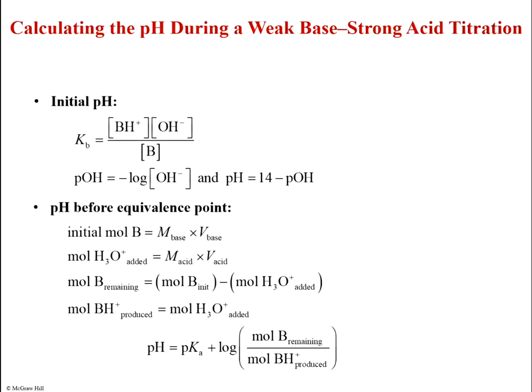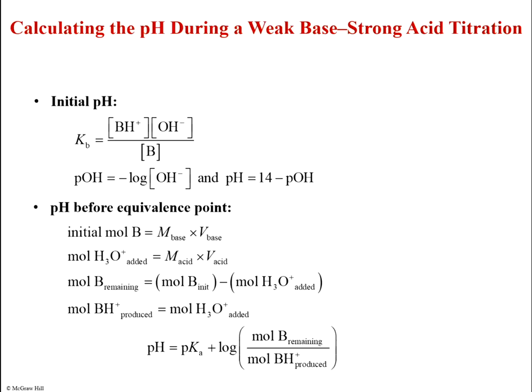Here are our calculations. Using all of our standard equations, our initial pH will be controlled by our weak base equation. Our pOH is given, and then we can calculate pH from that value. Our hydroxide concentration will be the square root of Kb times the initial concentration of weak base.